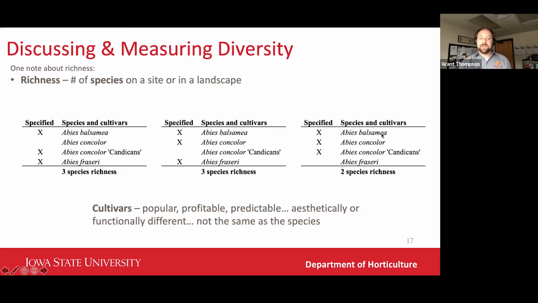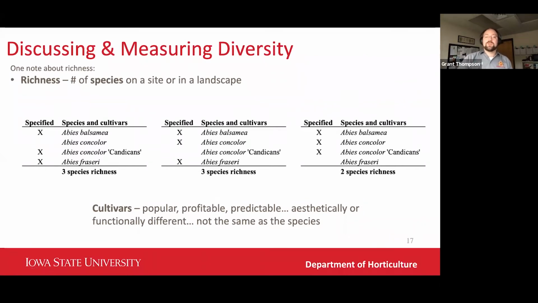But in this composition, where we have both concolor and concolor 'Candicans', that is only 2 species between those with balsamea in the mix. So what I'm saying is if we don't consider cultivars, our richness levels change a bit. But if we do consider cultivars, we may look at this a little bit differently.